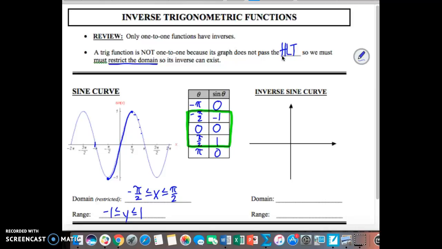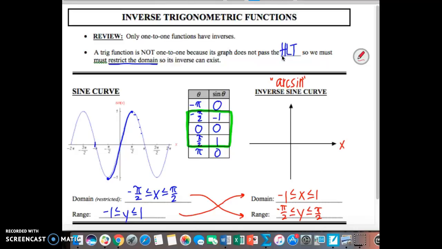The inverse sine curve is just switching our x and y values. So our range becomes our domain, and our domain becomes our range. The domain for the inverse sine curve, which is also called arc sine, would be negative 1 is less than or equal to x is less than or equal to positive 1, and the range would be negative pi over 2 is less than or equal to y is less than or equal to positive pi over 2. That's just because our x and y values get switched.